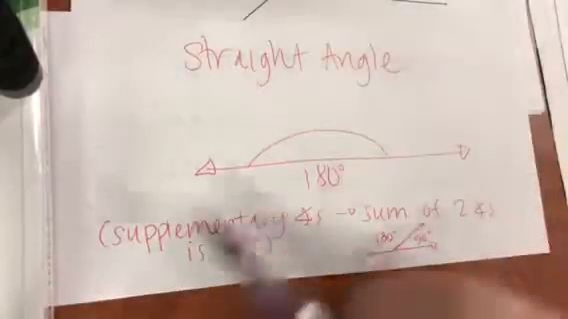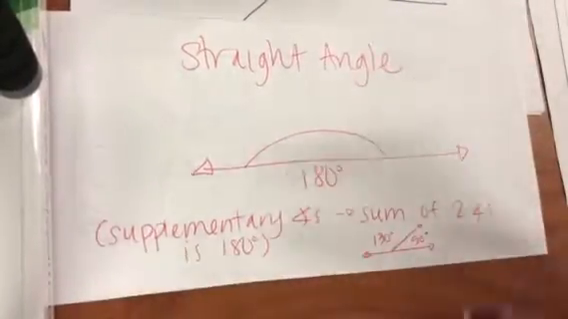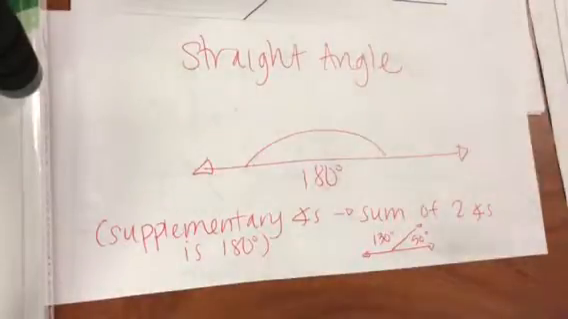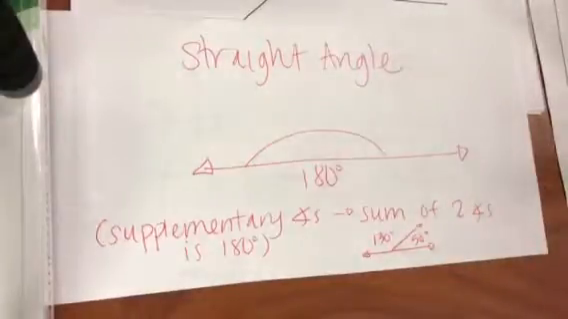This is Miss Green. The next one we have is a straight angle. So a straight angle is basically a supplementary angle. It equals 180 degrees. A line equals 180 degrees. You guys should know that.